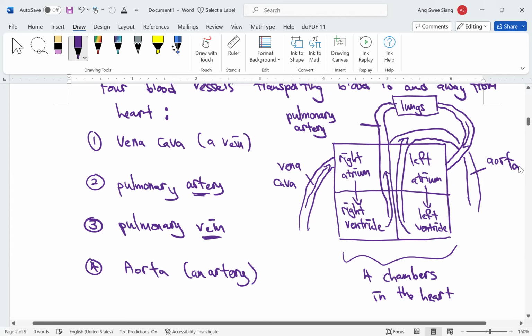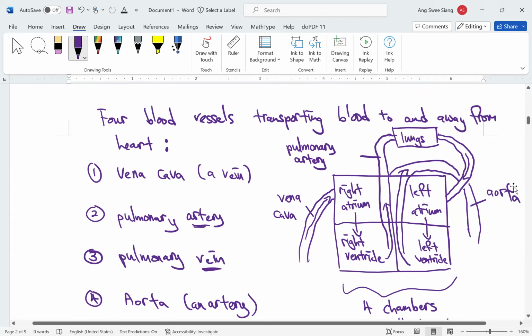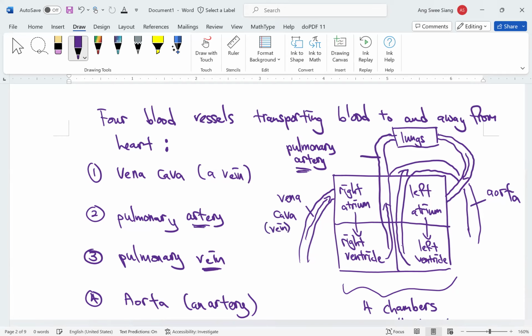Now, before I continue, based on whatever I have just mentioned, can someone tell me what is the function of an artery? I already told you the pulmonary artery is an artery, the aorta is an artery. Then I also told you the vena cava is a vein, and the pulmonary vein is also a vein. Based on what I have drawn, can anyone tell me the general function of artery and vein?